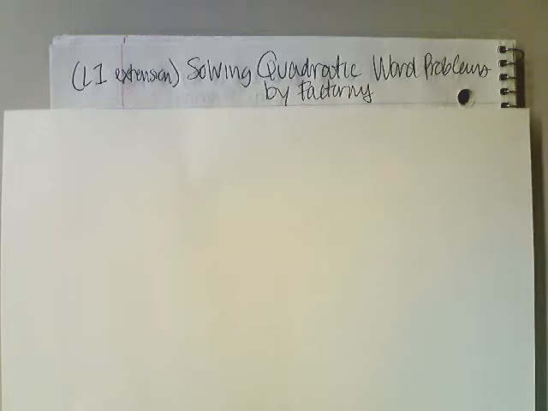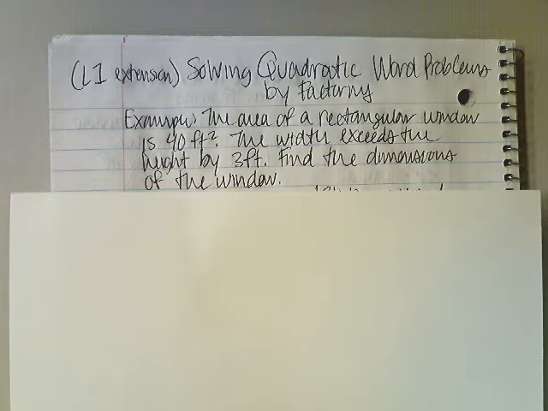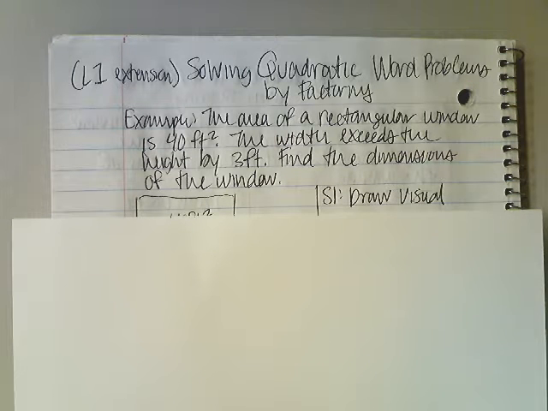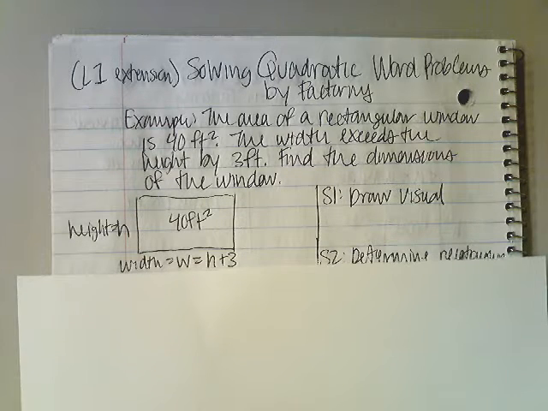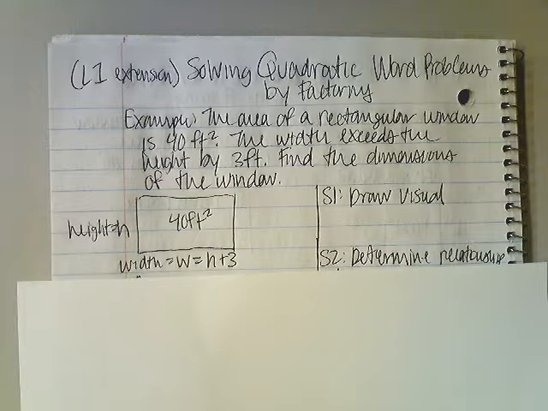So I'm not going to write our objectives, but going to instead jump right in with the word problem. So we have our first example, which says the area of a rectangular window is 40 feet squared and the width exceeds the height by 3 feet. Find the dimensions of the window. So what I usually do first is draw a visual. So you can see here, I've drawn out the visual and labeled what I know in that diagram.